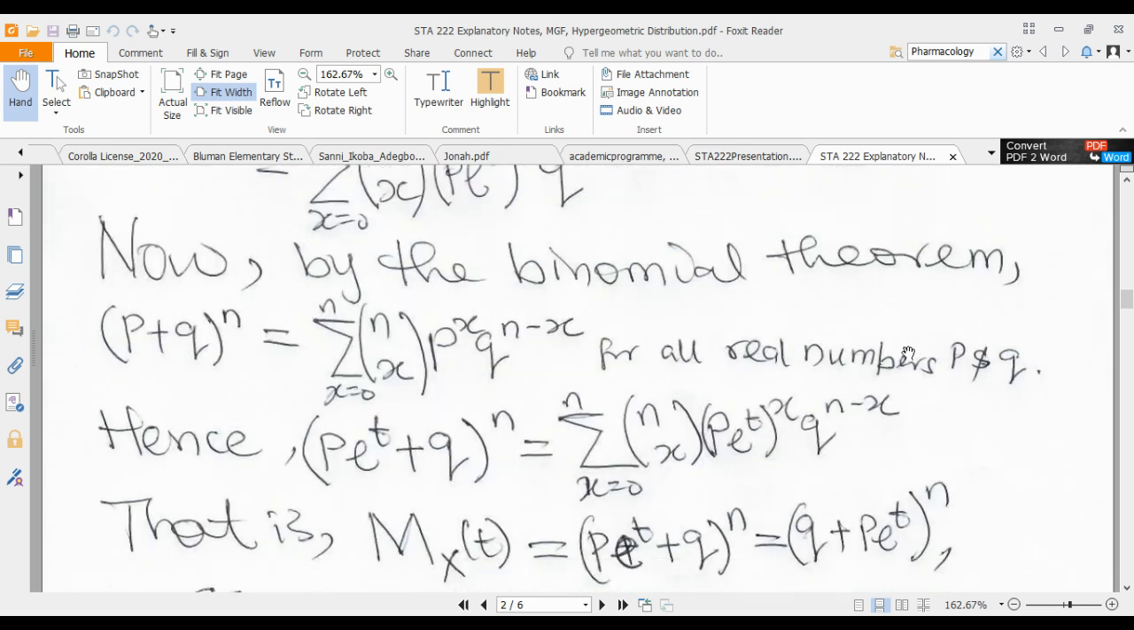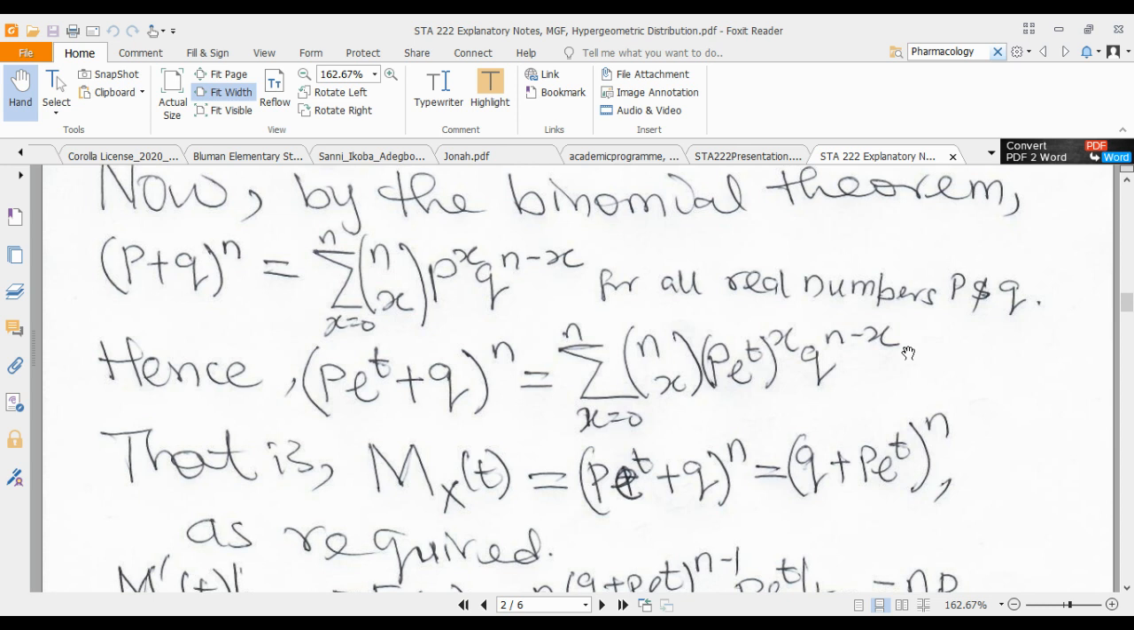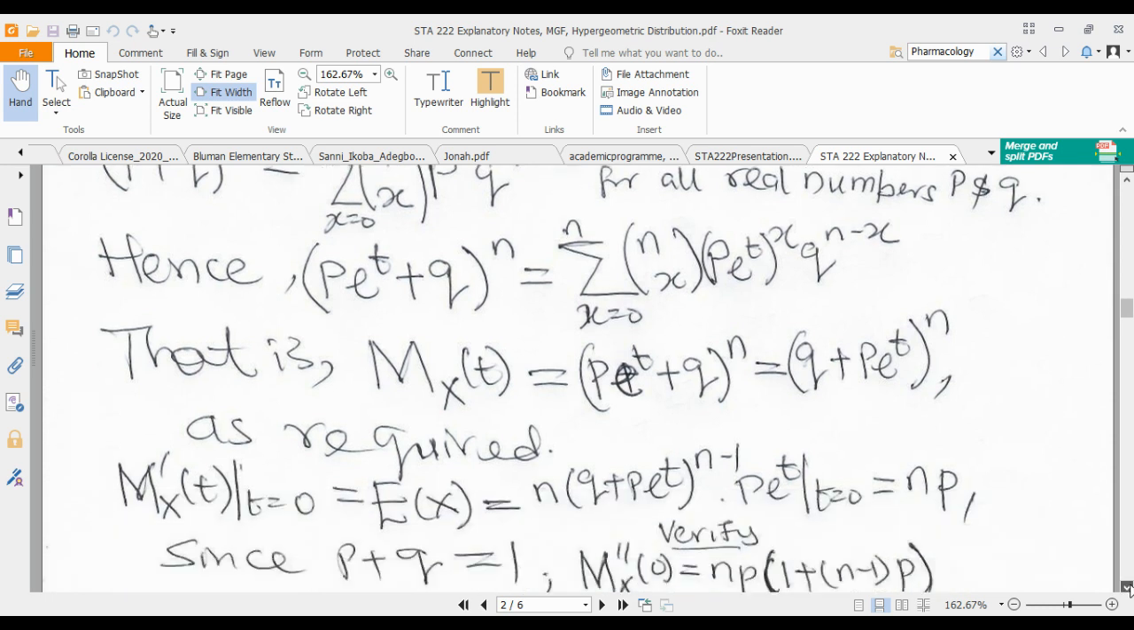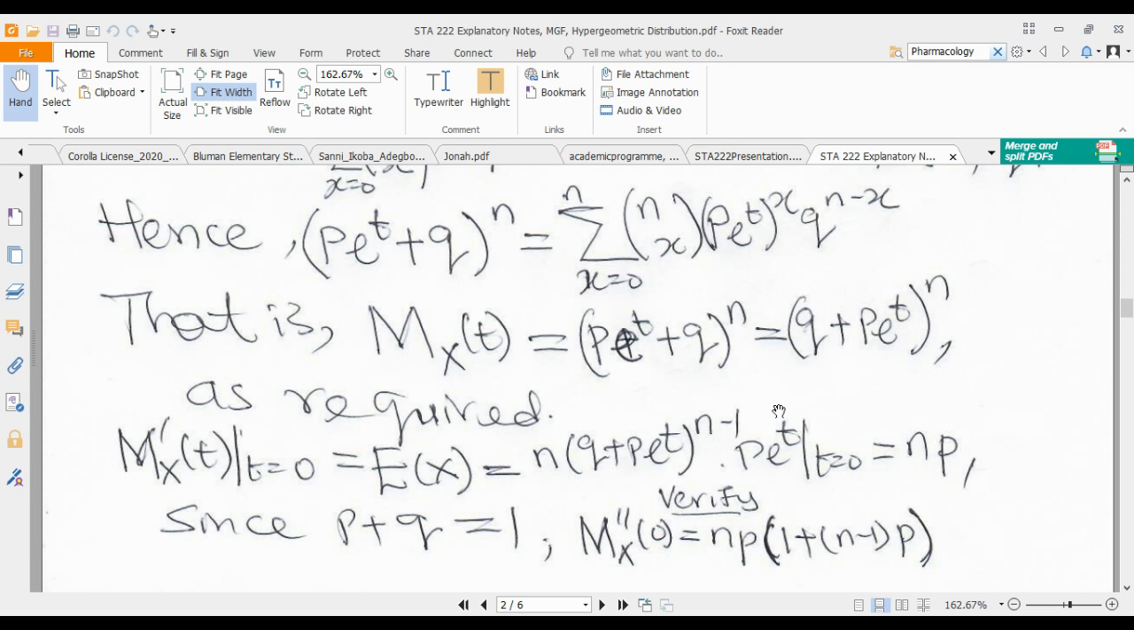So what we have to do is rearrange them and note that pe^t, which now represents the new p, plus q to the power n will be the same thing as this. When we have done that, we look at the right hand side of our earlier computation and see that the left hand side (pe^t plus q)^n is equal to that sum. That is to say, the MGF of the binomial distribution is (pe^t plus q) to the power n, which is equal to (q plus pe^t) to the power n, which is what we were expected to prove.